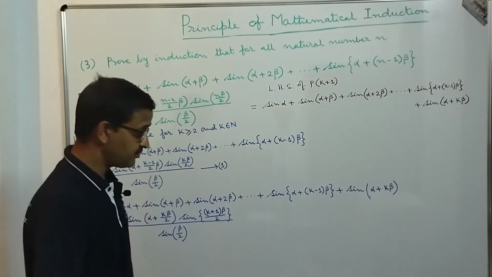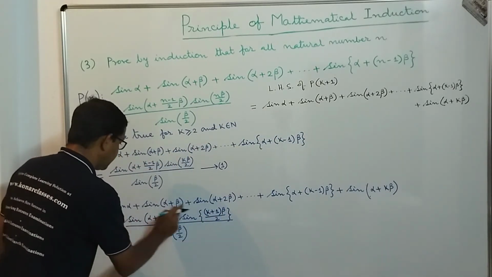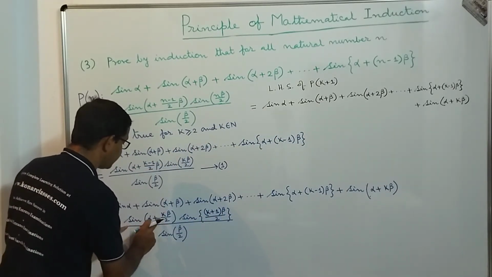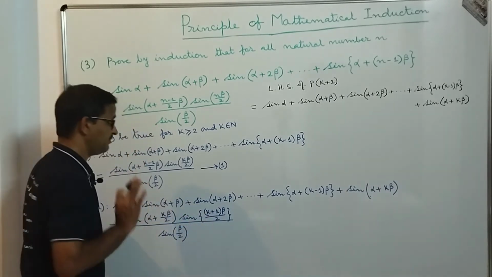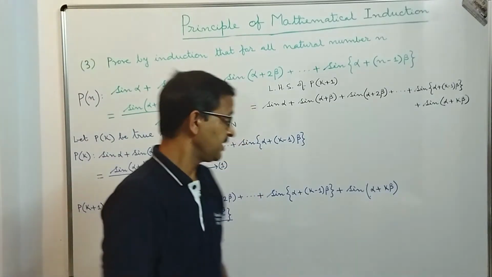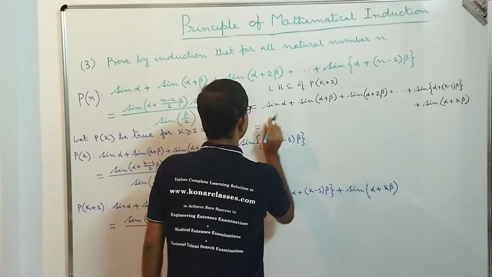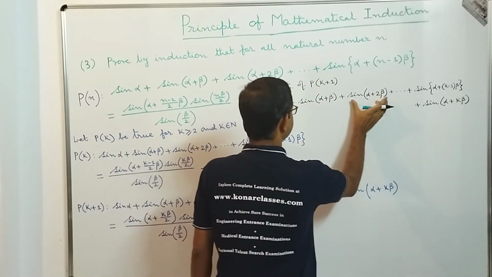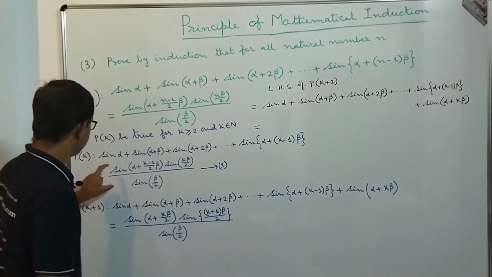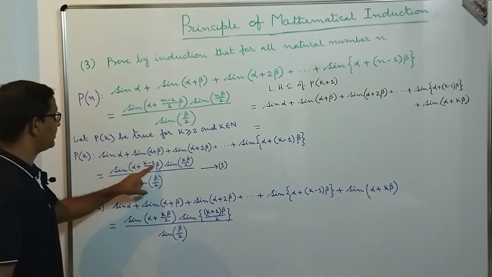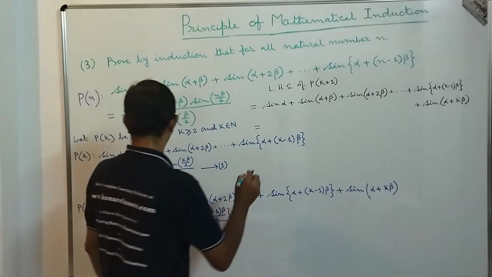Okay, I repeat dear students, what you need to prove? We need to prove that this is equal to the right hand side of P(k+1), this one: sin(α+kβ/2) into sin((k+1)β/2) by sin(β/2). That we need to prove. Now dear students, if we look into this part, sin(α+β) + sin(α+2β) till sin(α+(k-1)β), that is equal to this term, sin(α+(k-1)β/2) into sin(kβ/2) by sin(β/2). So that we can write it here.